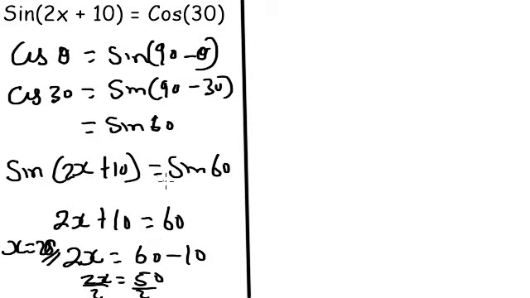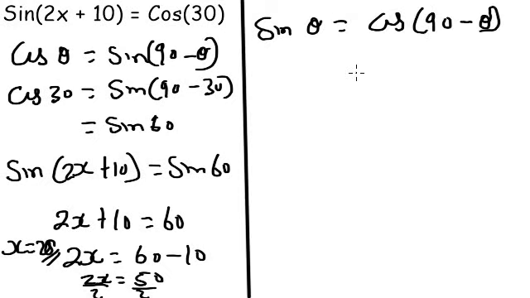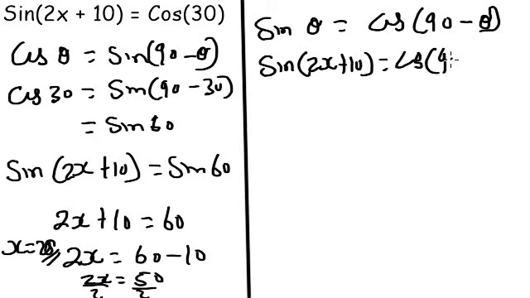So now, what if we want to use the other formula? Or for instance, you want to use the other formula, that of sine theta equals cos 90 minus theta. So now, I want to consider the sine of 2x plus 10. Sine 2x plus 10 will correspond to cos 90 minus, in the bracket, 2x plus 10.